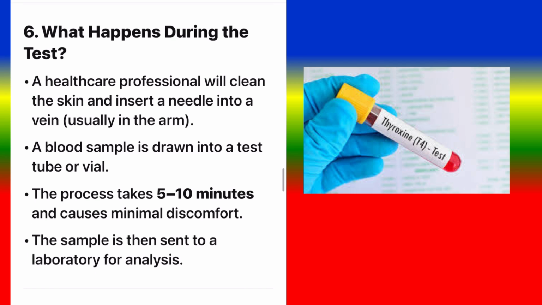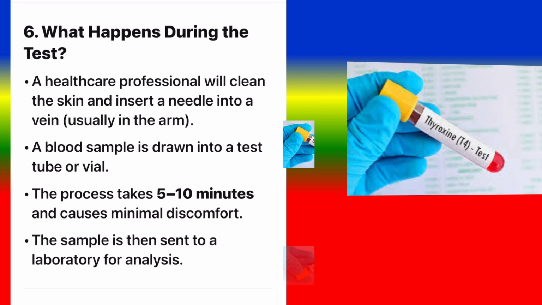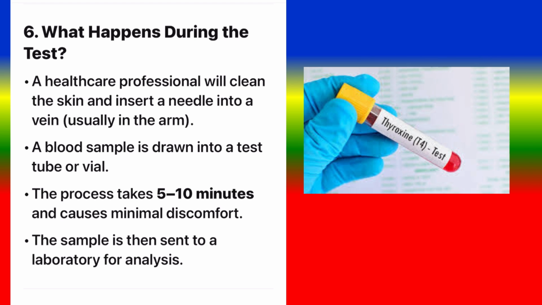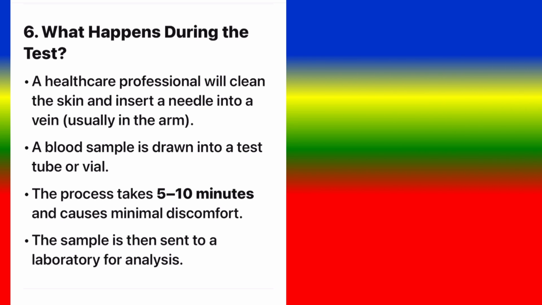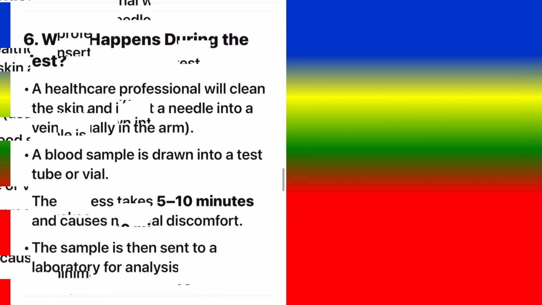6. What happens during the test? A healthcare professional will clean the skin and insert a needle into a vein, usually in the arm. A blood sample is drawn into a test tube or vial. The process takes 5 to 10 minutes and causes minimal discomfort. The sample is then sent to a laboratory for analysis.